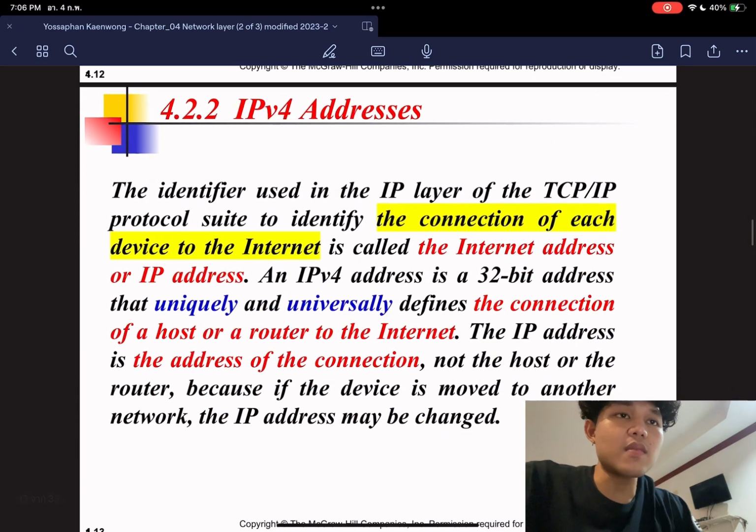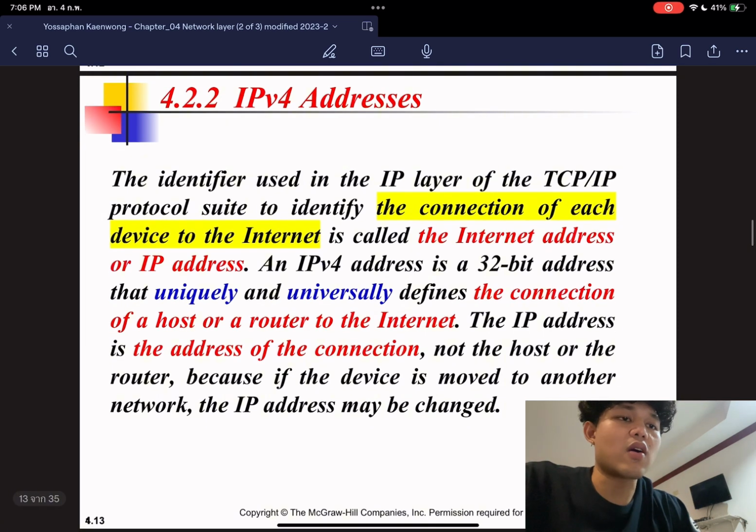IPv4 addresses. The identifier used in the IP layer of the TCP/IP protocol suite to identify the connection of each device to the internet is called the internet address or IP address. An IPv4 address is a 32-bit address that uniquely and universally defines the connection of a host or a router to the internet. The IP address is the address of the connection, not the host or the router, because if the device is moved to another network, the IP address may be changed.